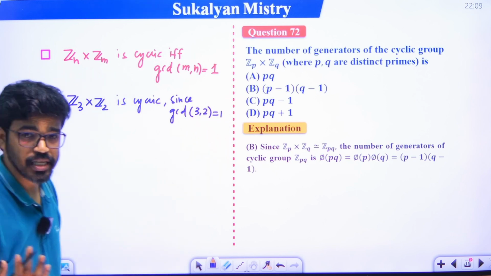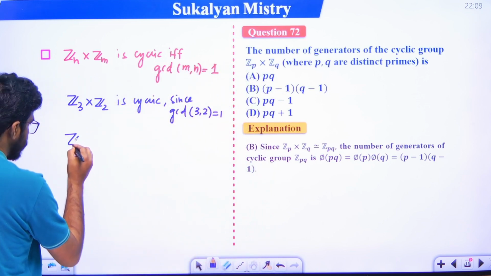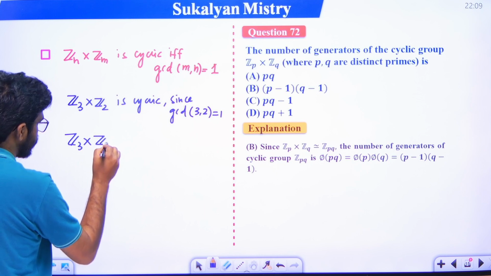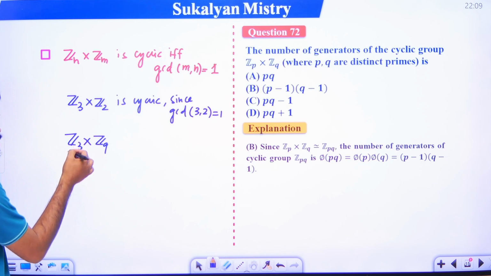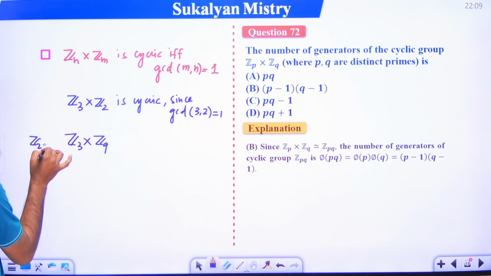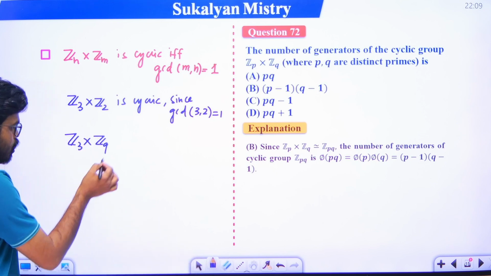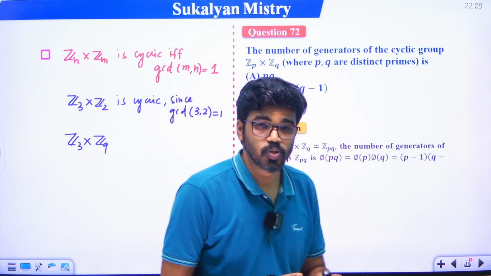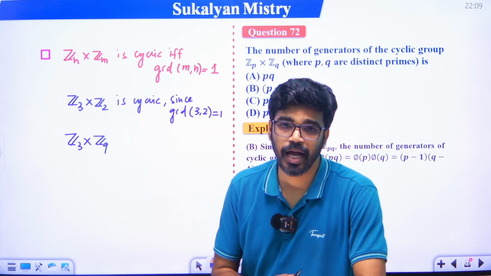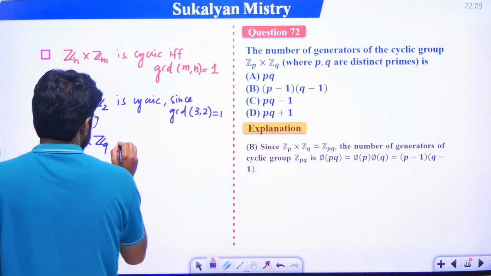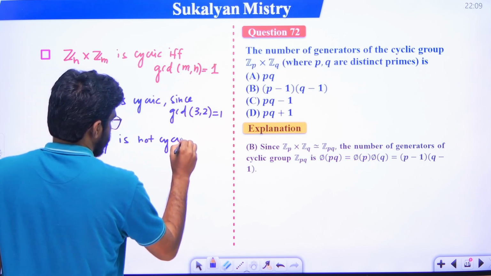But if we consider this group, suppose Z3 cross Z9, what is the order of this group? Basically the order of the group is 27. Can we say this is cyclic? This is not cyclic because 3 and 9 are not relatively prime. Okay, so this is not cyclic.